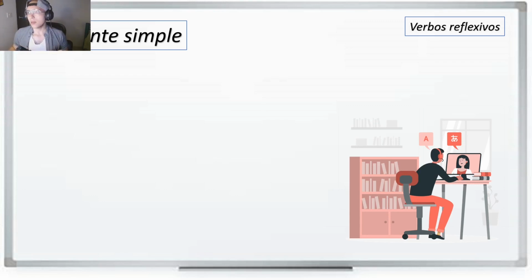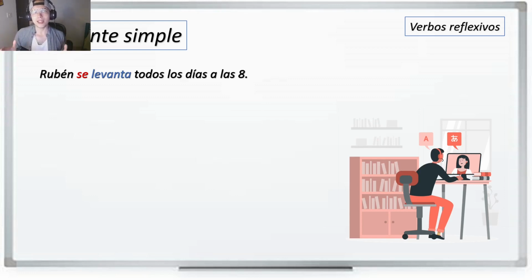Let's take a look at some examples first. For example, we say, Rubén se levanta todos los días a las 8. One more time. Rubén se levanta todos los días a las 8. So that would be, Rubén gets up every day at 8 a.m. So Rubén se levanta, he gets up. In this case, we can see that the se is the reflexive pronoun and levanta is the verb in simple present.